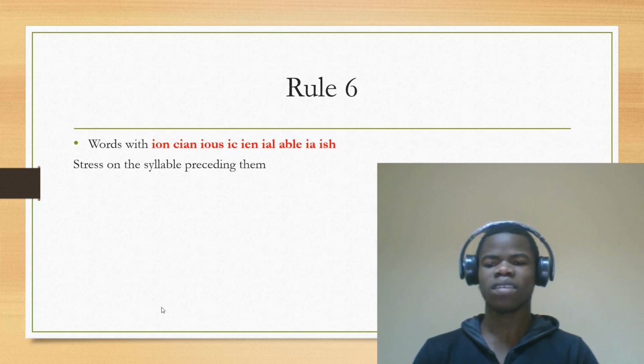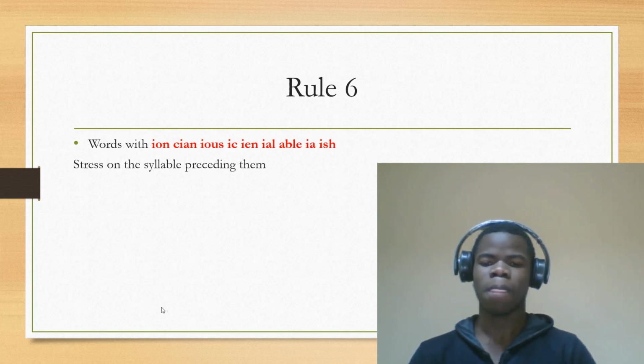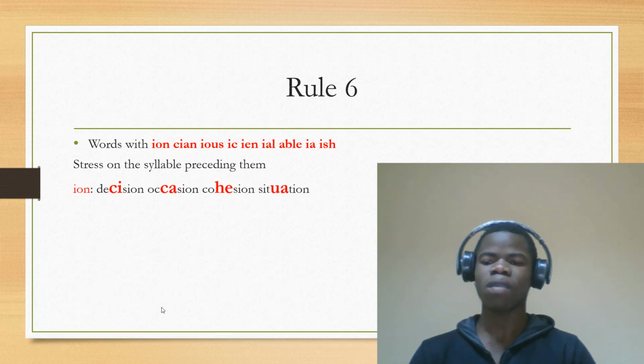Rule number six, words with ION, CIAN, IOUS, and so on at the end. So the stress is on the syllable that precedes them, such as in words with ION, we have decision, occasion, cohesion, situation. All these words end with ION. So the stress is on the syllable that precedes them.